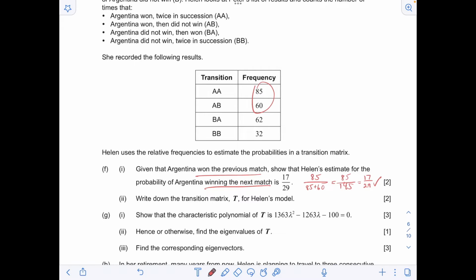The second part of F asks us to write down the transition matrix T for Helen's model. So hopefully, as we saw this comparison of values, where we're seeing how one event affects the following event, you thought of Markov chains. Markov chains give us probabilities of one event affecting the following. So we are going to create a transition matrix for a Markov chain. And when we do so, the columns represent our initial state, and the rows represent our following state, next state.